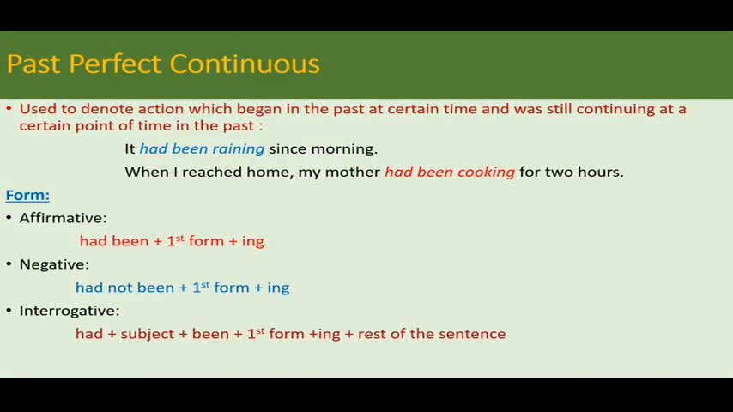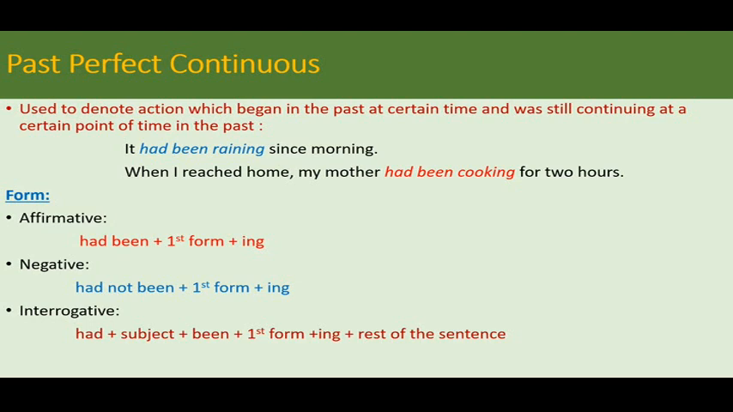Next is past perfect continuous. It is used to denote an action which began in the past at a certain time and was still continuing at a certain point of time in the past. For example, it had been raining since morning. When I reached home, my mother had been cooking for 2 hours.